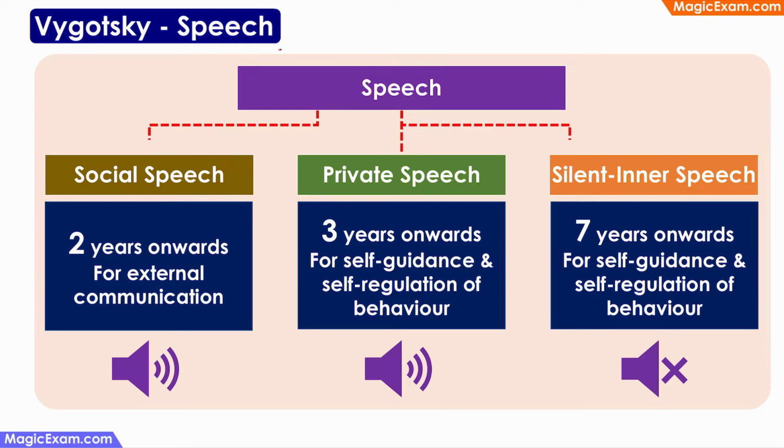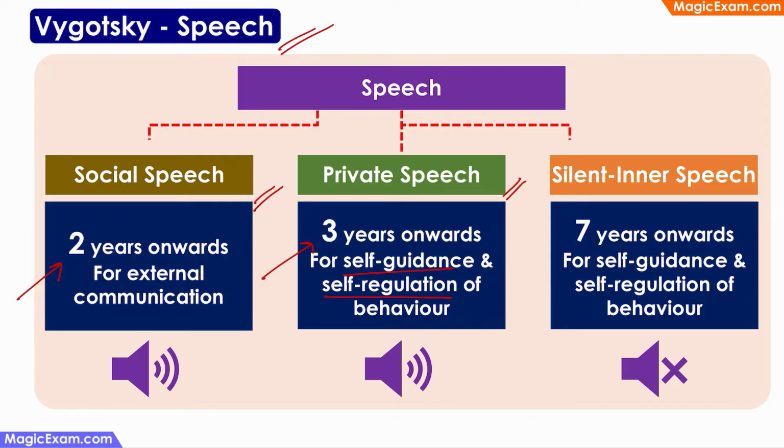Vygotsky classifies speech into three different types. The first is social speech. So social speech is the normal speech that children use to communicate with everybody around them. And this starts from the age of 2 onwards. And then there is private speech, which typically starts from the age of 3 onwards. So private speech is not actually addressed or aimed at anybody else. So private speech is just a loud expression of the child's thoughts. So the child is speaking to himself or herself and giving self-guidance or self-regulation.